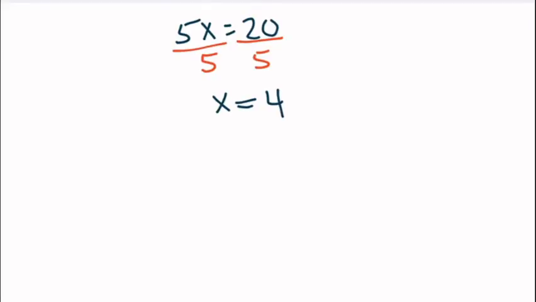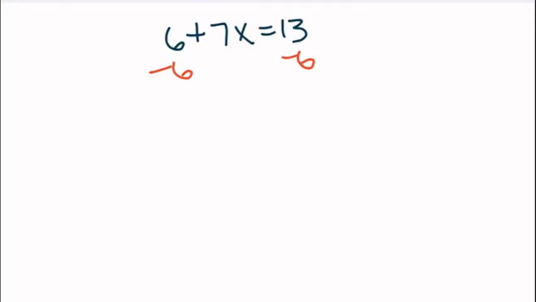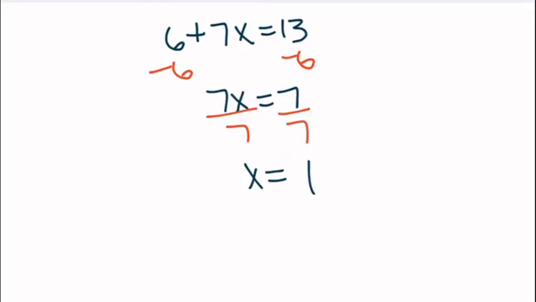How about 5x equals 20? Divide by 5 on both sides. 20 divided by 5 is 4, so x equals 4. Let's do 6 plus 7x equals 13. So I'm going to subtract by 6 on both sides. That's going to be 7x equals 7. So we divide by 7 on both sides. 7 divided by 7 is 1, so x is equal to 1.